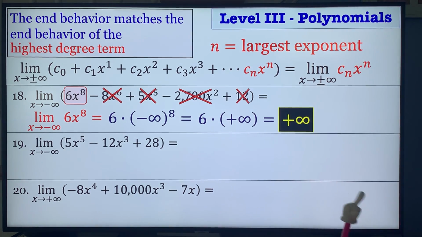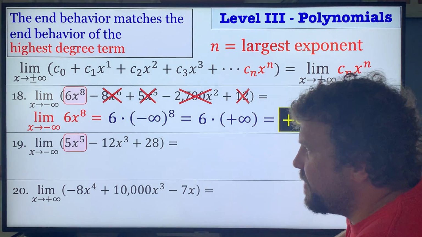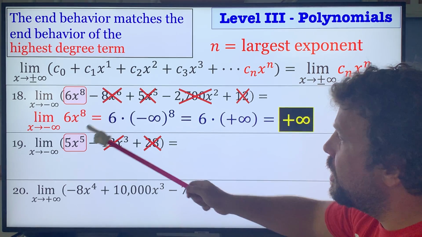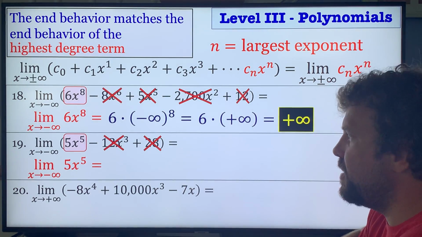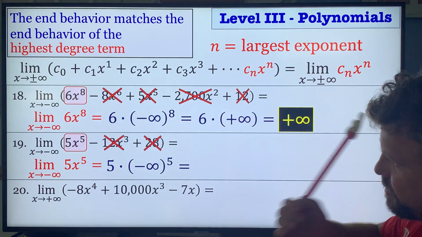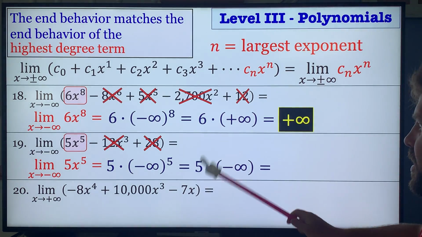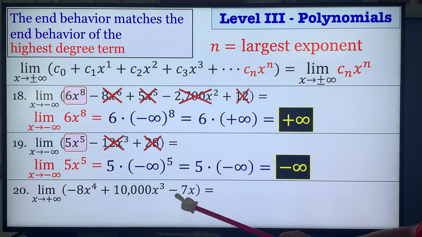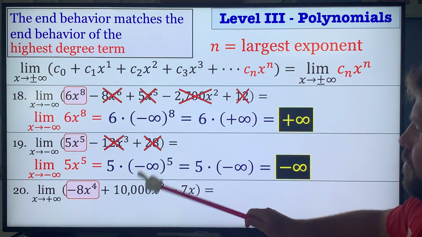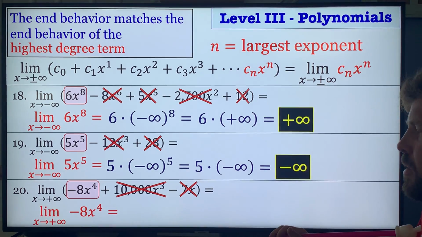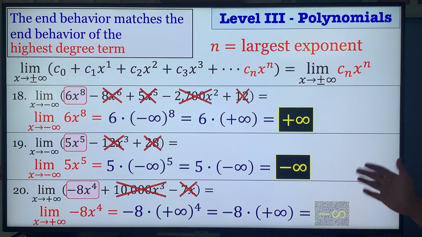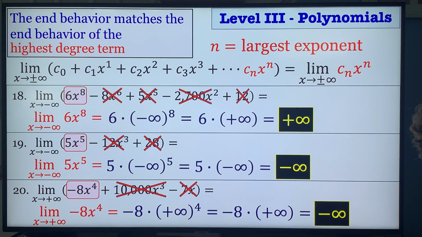You did. Awesome. What'd you pick? I picked 5x to the 5th, and if you didn't, you were wrong. Those guys, bye-bye. Limit as x approaches negative infinity of 5x to the 5th. Negative infinity to the 5th power is still negative infinity. Times 5 is still negative infinity. Right? Number 20, negative 8 times infinity. A negative and a positive is a negative infinity. All right? Yes, it is that easy.